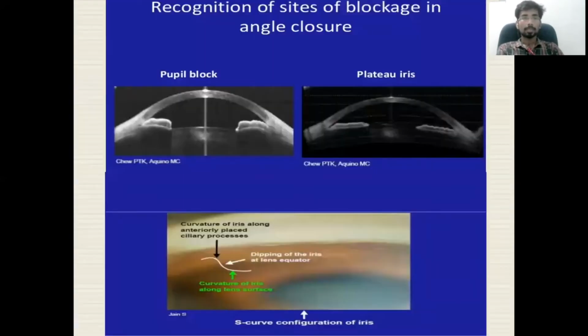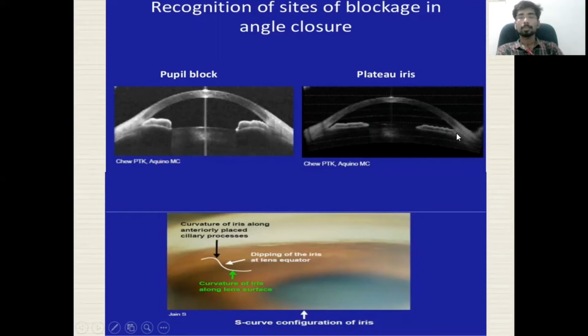Angle closure due to pupillary block and angle closure due to plateau iris configuration are different. If it is due to pupillary block, the pupil is blocked by the iris touching the lens. So from the posterior surface, aqueous accumulates, and aqueous causes anterior bowing of the iris, and the angle is blocked, which will cause glaucoma. Whereas in plateau iris, there are anteriorly placed ciliary processes, so that the curvature of the iris is altered.